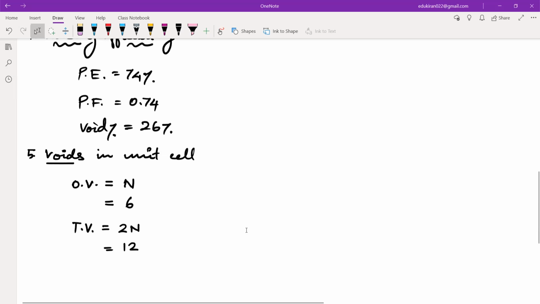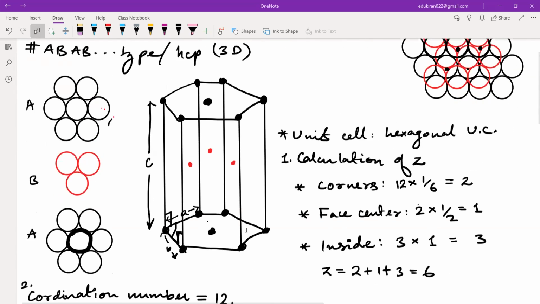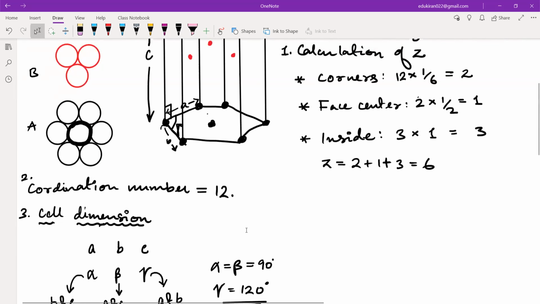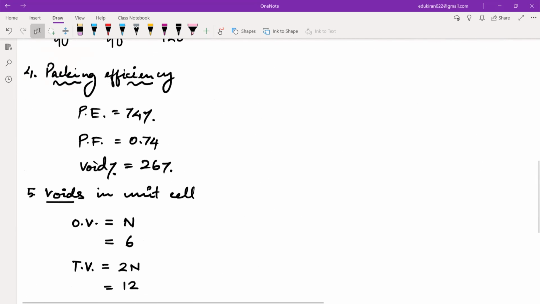Yes, sir. Void. Okay, fine. So you need to write somewhere. Just let me know which part: coordination number, cell dimension, or packing efficiency, or voids, or everything is done. Just let me know if everything is done. So finished. Okay.